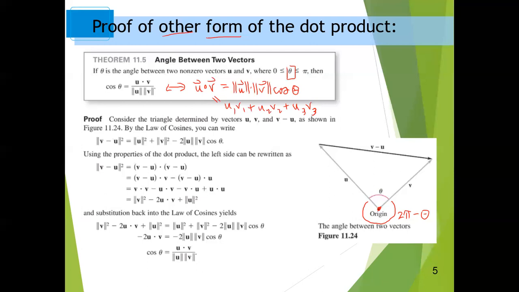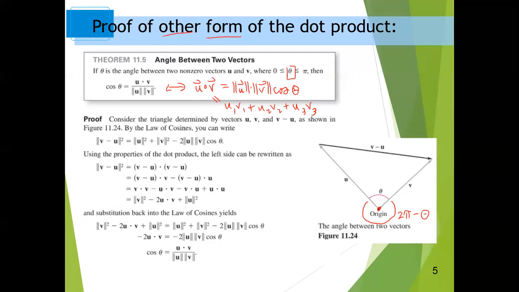Arc cosine always delivers an angle between 0 and 180 degrees, which is very convenient for us. Okay. All right, so why is this identity true?